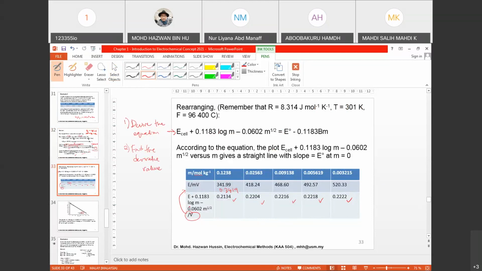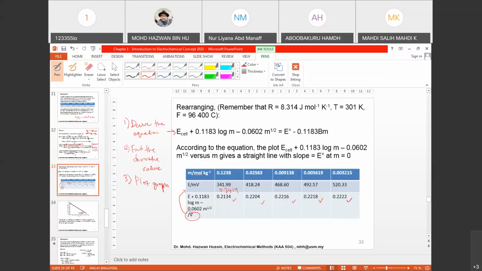So this is actually the derivative value. Remember, the cell potential over here must be in volts. Over here, the question is actually given in millivolts, so you need to change it into volts. As I said, this one becomes 0.3419. This one will be 0.4182, and the rest.